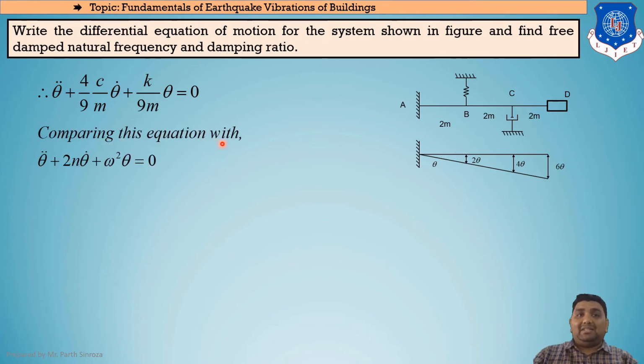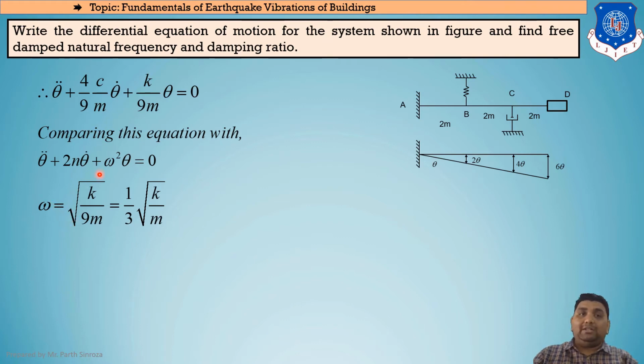So now comparing this equation with the generalized equation when the slope is being given. When the slope or the theta has been given, this is the generalized equation that you need to remember. The derivation is not asked for this part. So theta double dot plus 2n theta dot plus omega square theta equal to 0. This is the generalized case. So just comparing both cases, we can see that omega square is equal to k upon 9m. Clear?